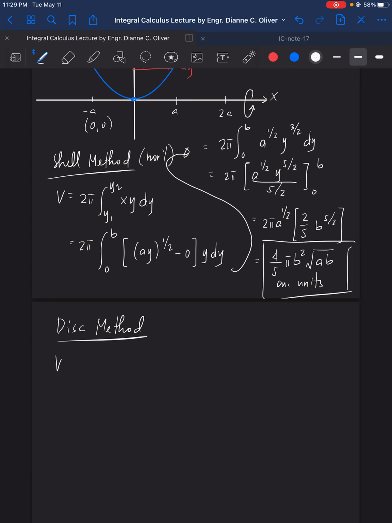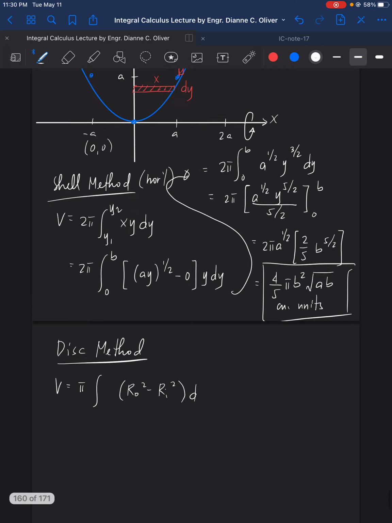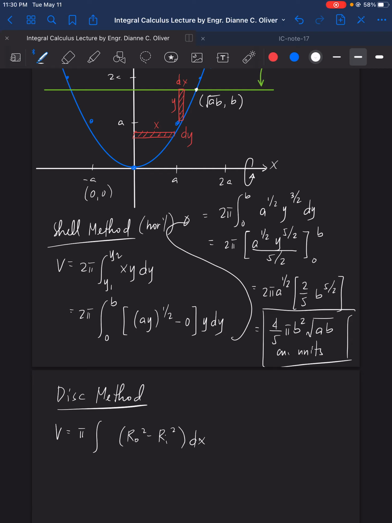So volume is equal to pi integral of r outside squared minus r inside squared dx. Therefore x1 to x2. What is our r outside? Our r outside is technically the y upper. That is the r outside. Our r inside is technically the y lower.